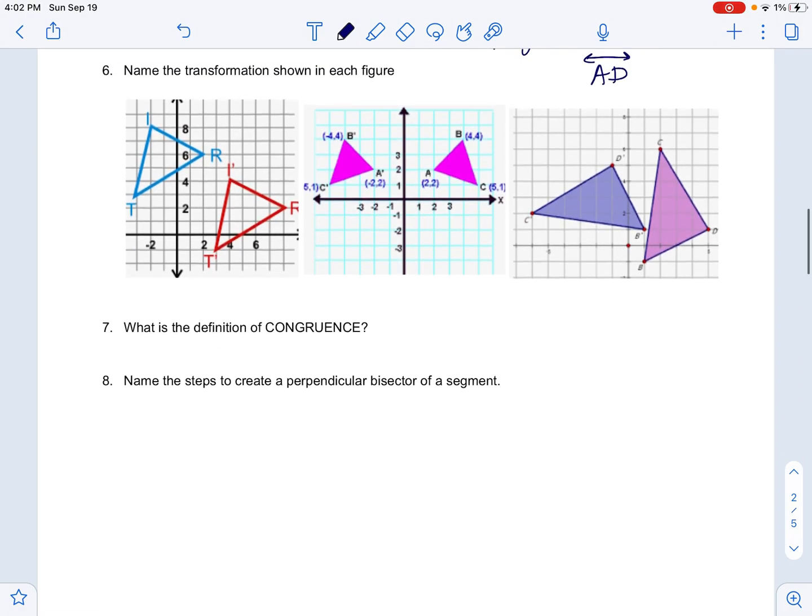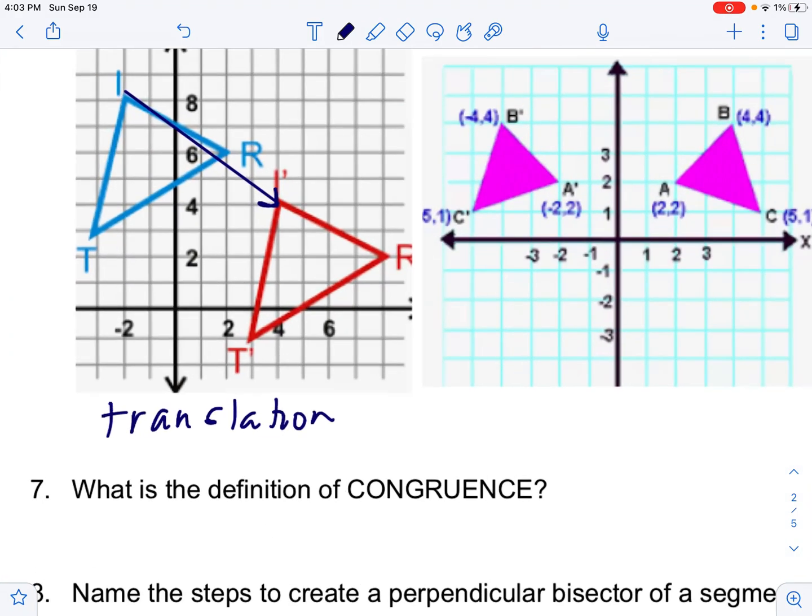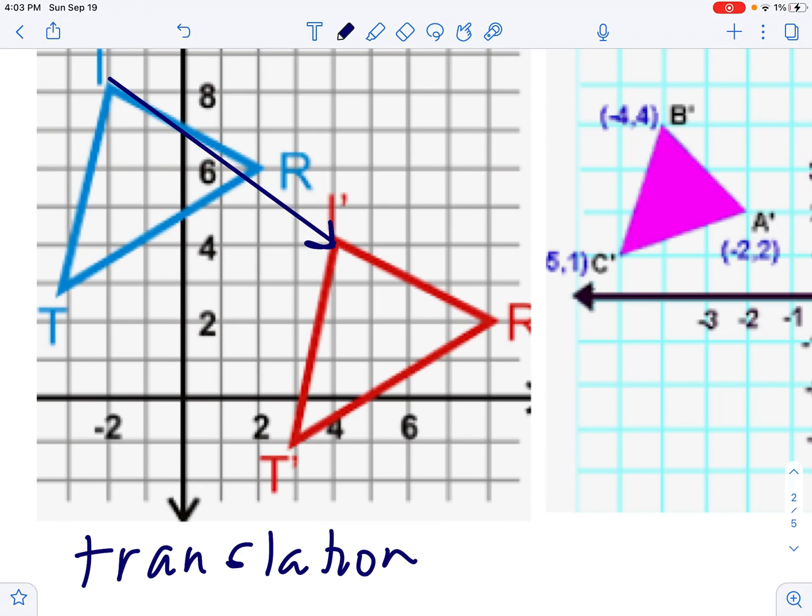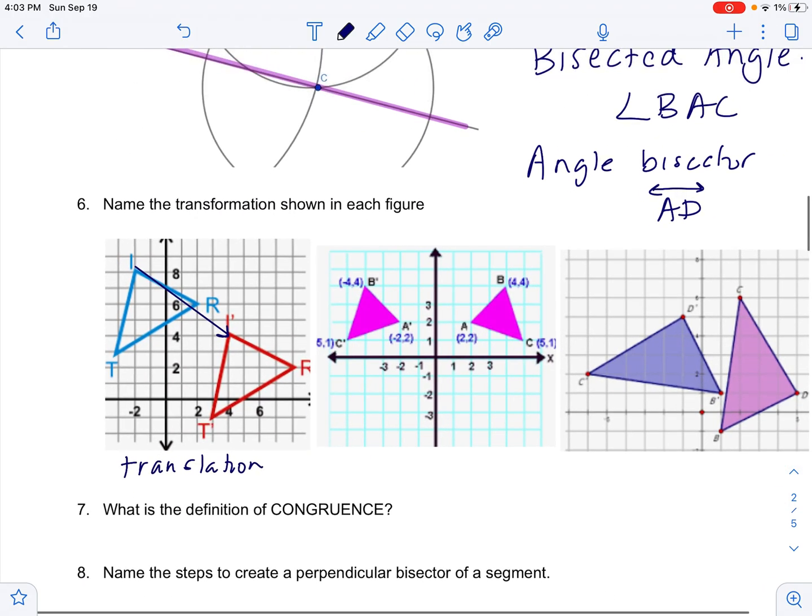Number 6, name the transformation shown in each figure. So we have been talking about translations or slides, reflections, and rotations. This first picture is a translation. We are sliding the object. It didn't work. Let me try it again. Sliding the object along the vector shown there. That's a translation. The next one is a reflection.